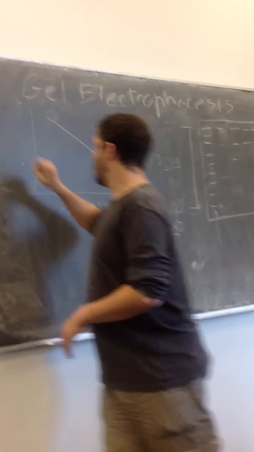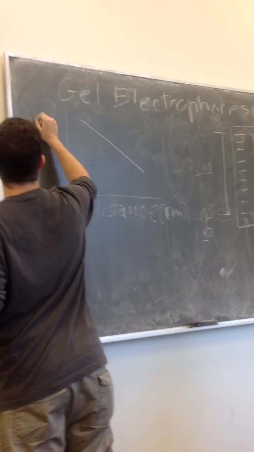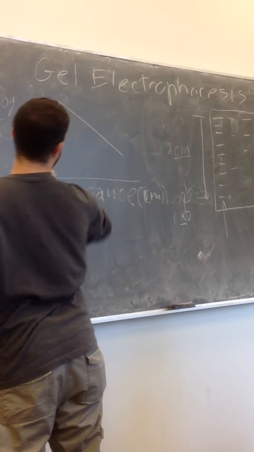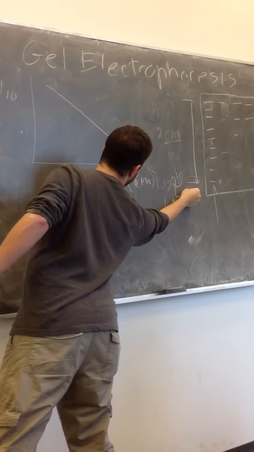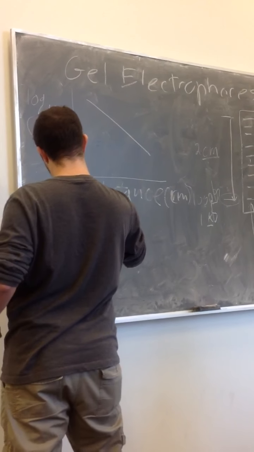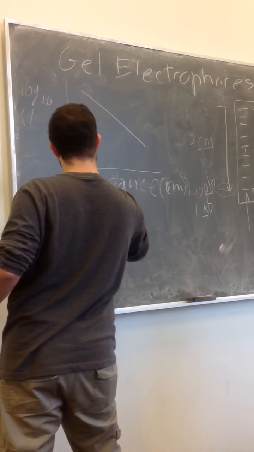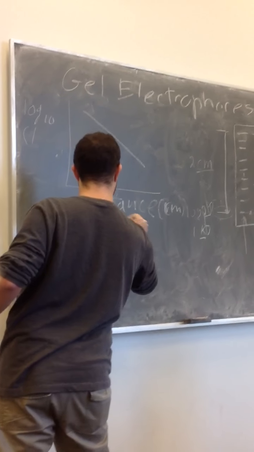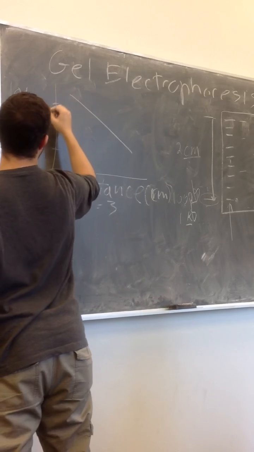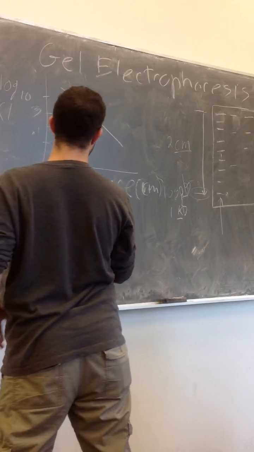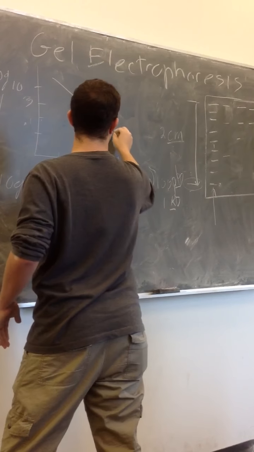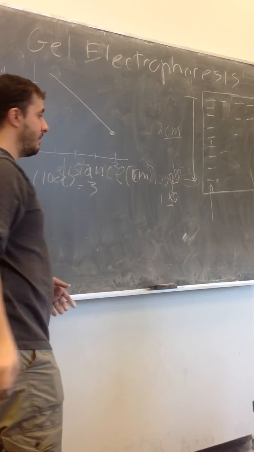Now, on the y-axis, you'll be taking the log base 10 of your value in base pairs. So since this is 1,000 bp for this band at 2 centimeters, we'll be taking the log 10 of 1,000, which equals 3. So on the y-axis, we have 3 over here, and 2 centimeters appears, let's say, over here, and you've got your point over there.